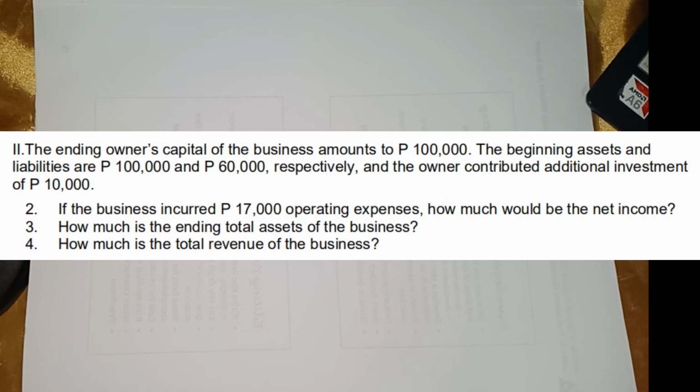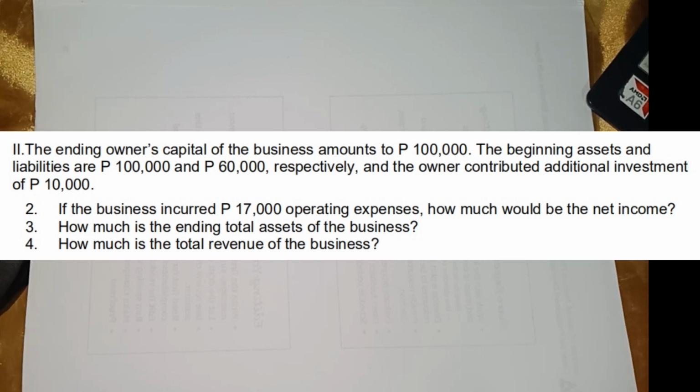So, the ending owner's capital of the business amounts to 100,000. The beginning assets and liabilities are 160 respectively. And the owner contributed additional investment of 10,000. Now, the question is, how much will be the net income, the ending total assets, and the total revenue of the business? Again, we will just use our basic accounting equation.